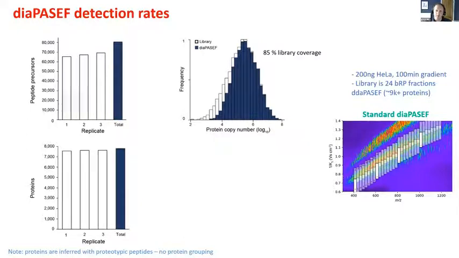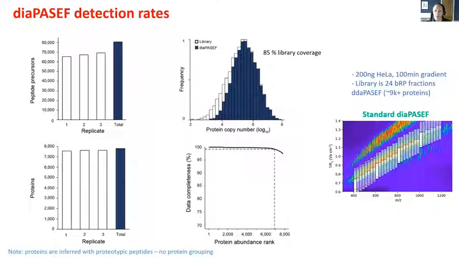The set of things that we detect represents about 85% coverage of the library that we have. And I should say that this library has been generated from the same sample using 24 basic reverse phase fractions analyzed in DDA-PASEF mode, which results in a library of about 9,500 proteins. So we're getting about 85% of this back in the single shot DIA-PASEF analysis. If we map this onto estimated copy numbers per cell for these HeLa cells, we cover something like 4+ orders of magnitude at the protein level. We can also see that the data completeness across technical replicates seems to be pretty good, with 99% of proteins complete out to around 7,000 proteins.